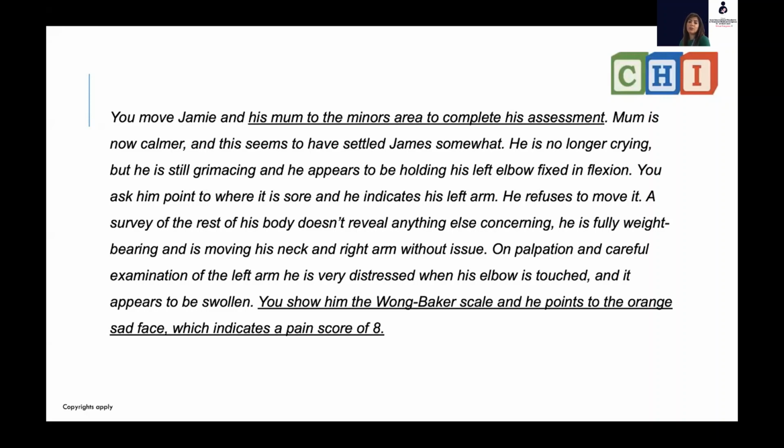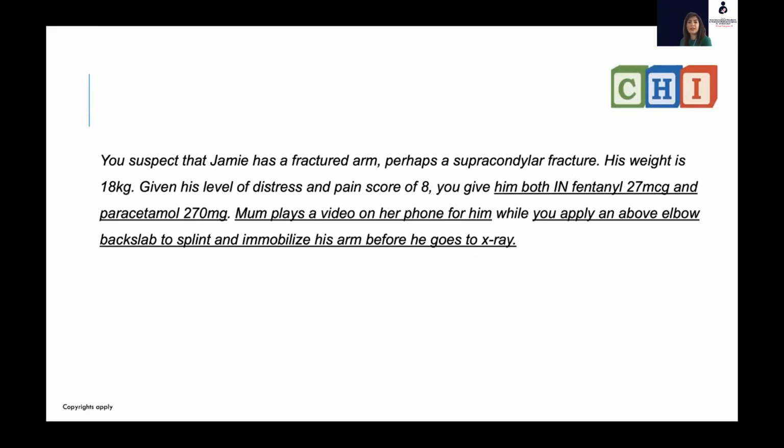So we showed him the Wong-Baker scale, and he pointed to the orange sad face, which indicated a pain score of 8. So moving the mom into a better area was a non-pharmacological environmental calming effect, and using the proper age-related pain score to give the proper score after removing the factors affecting the child's pain. So we have given him the proper pain score according to his age and pain. After doing that, we suspected that Jamie had a fracture.